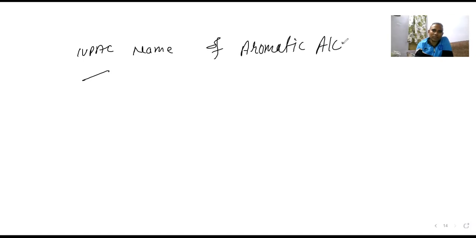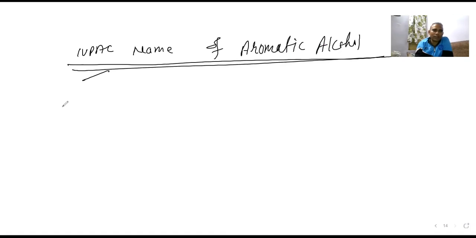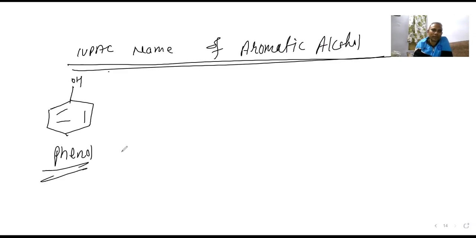We also call it aromatic alcohol. When you talk about the first member of aromatic alcohol, here an OH group is there. This is known as phenol. Either you say the IUPAC or the common name, it is the same. IUPAC and common both are phenol.